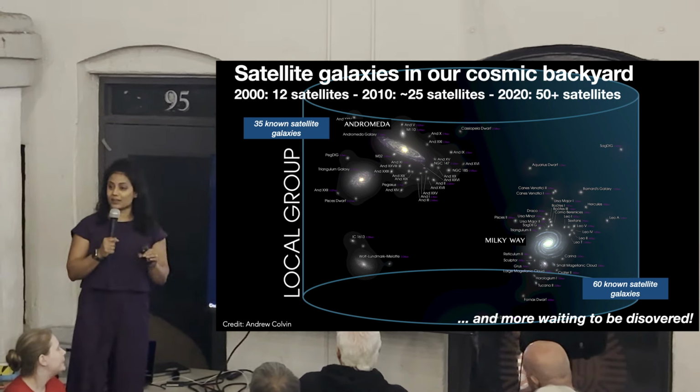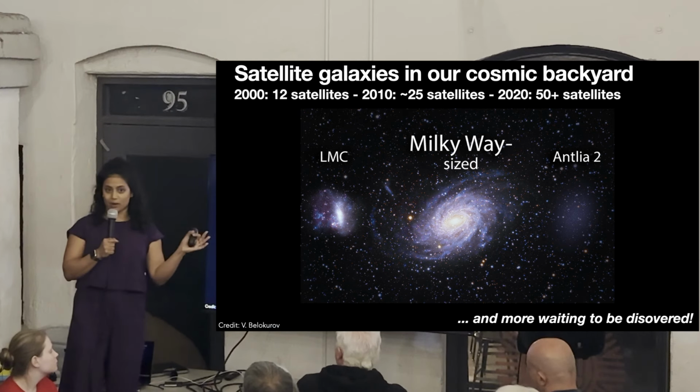Okay, let's look at a couple of pictures to give you a sense of the diversity just amongst this population. In the middle, again, I'm showing a Milky Way-sized galaxy. On the left, there's a picture of a galaxy called the LMC, which stands for the Large Magellanic Cloud. It is the most massive satellite galaxy orbiting our own galaxy. That's for scale. In terms of mass, the LMC is about 10% the mass of the Milky Way.